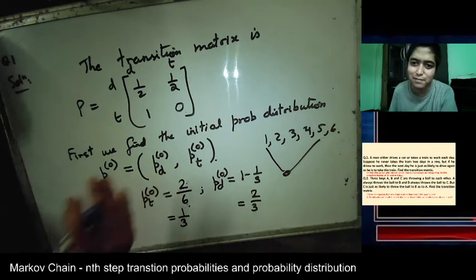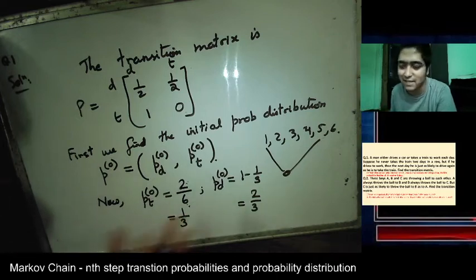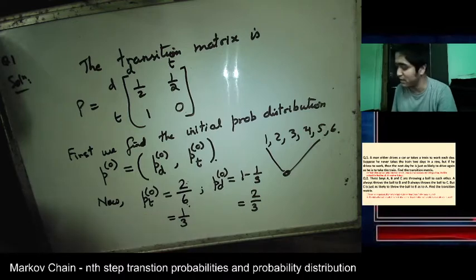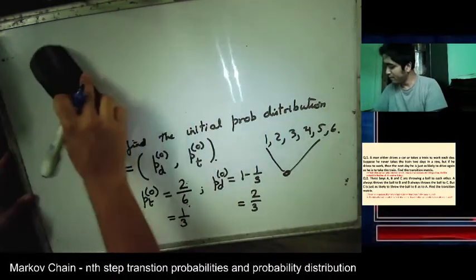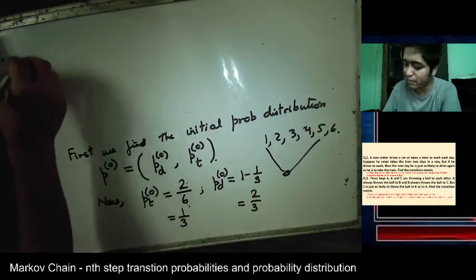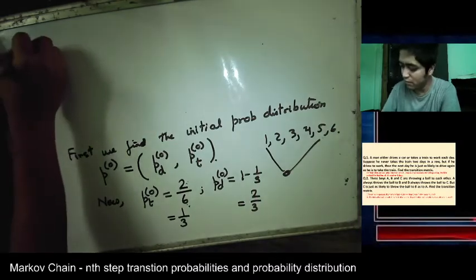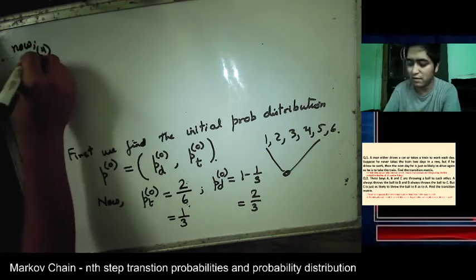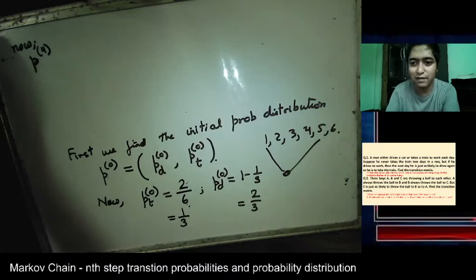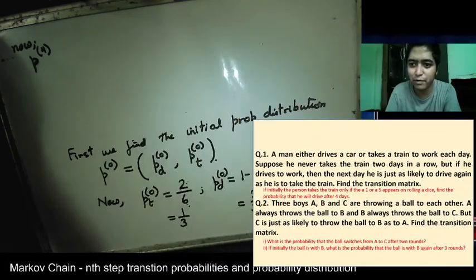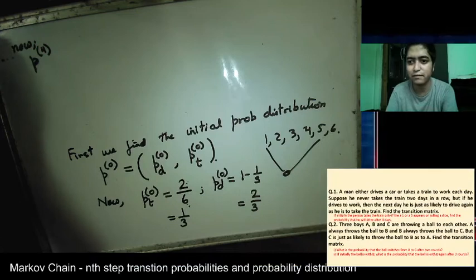This is a very simple exercise. Maybe we will encounter some more difficult exercises later on, but for now this is how we find the initial probability distribution. Now we will find P4. What do we need to find? We need to find the probability that he will drive again after 4 days. So we need to find P4, after 4 days, 4 steps.